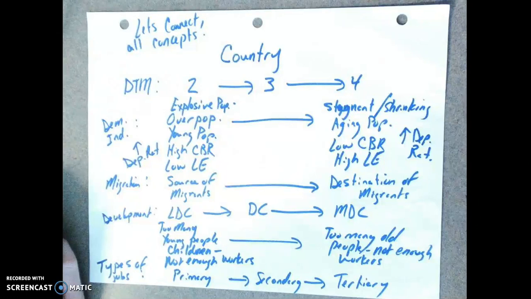When we talk about types of jobs, in an LDC, Stage 2, source country, we tend to see most people practicing primary jobs, specifically farming, progressing to secondary jobs like in factories and manufacturing, like what's happening in China, and then like in Stage 4 countries, to tertiary, more service-based economy.